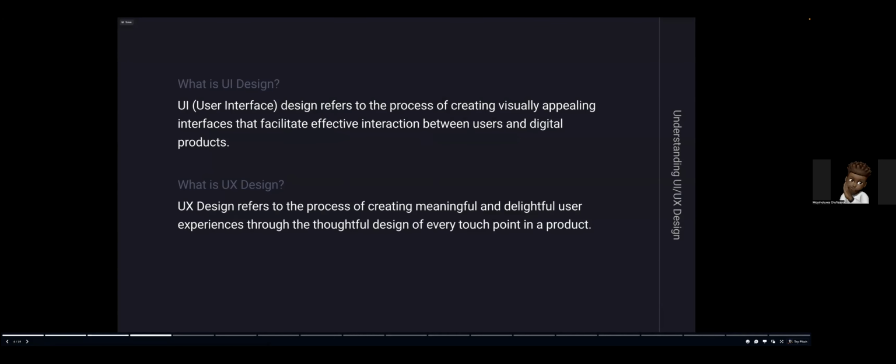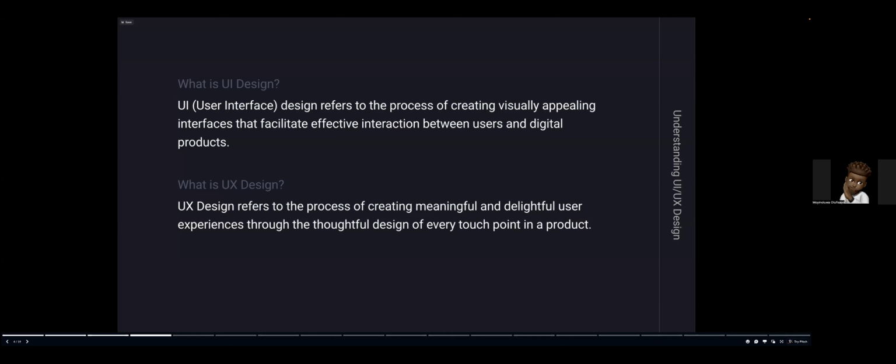UI is user interface. Design refers to the process of creating visually appealing interfaces that facilitate effective interactions between the user and a digital product. I think most of us make use of a phone right now, and everything you see on our phone, the images, the buttons, the icons, or not just the phone, but any kind of product we make use of, those are what we call UI.